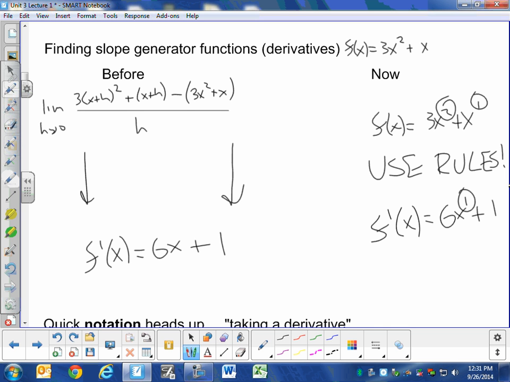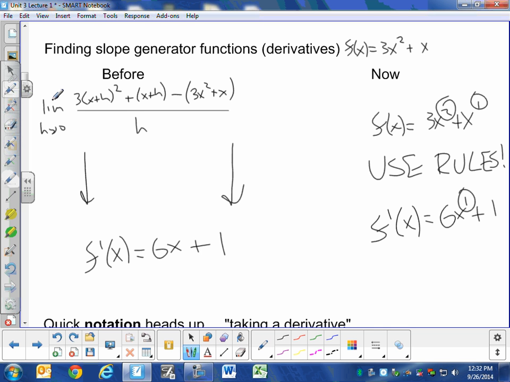Now you're probably wondering, why did we learn this in the first place, Mr. Mester, when there's all these rules that'll make this a lot easier? Well, we kind of have to appreciate where the rules come from. Okay, these things don't just come out of thin air. It comes from this definition. And if you look in your book, there will be proofs of take x to the n, take the derivative of it, and boom, they get the rule that I'm about to introduce to you.